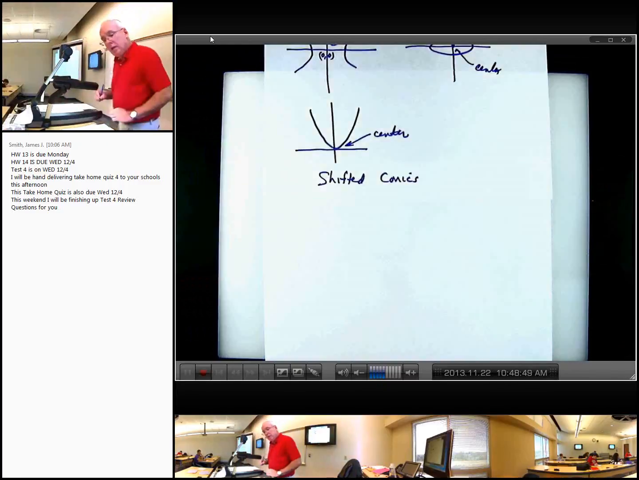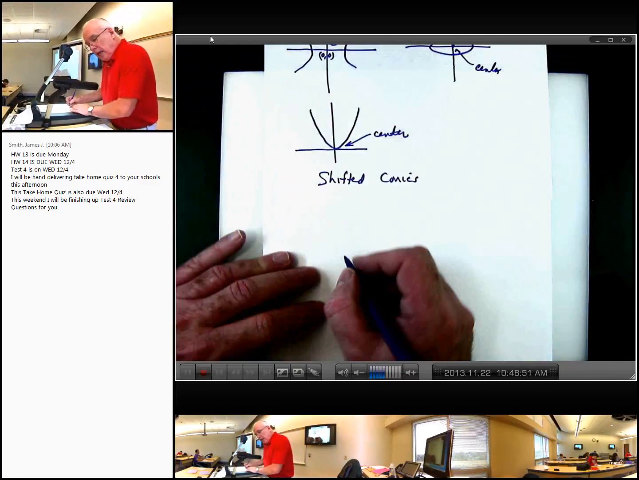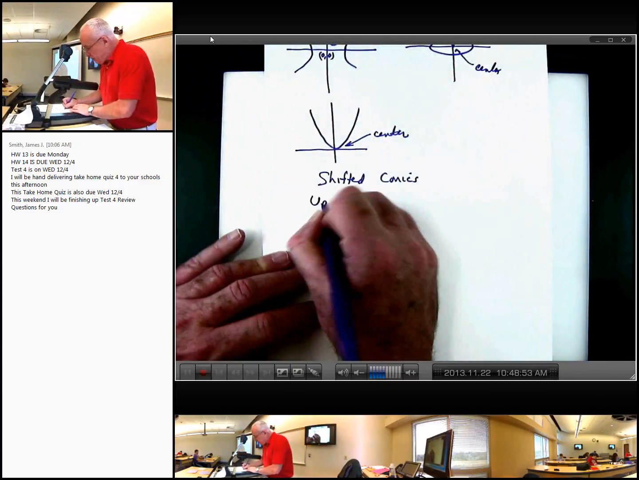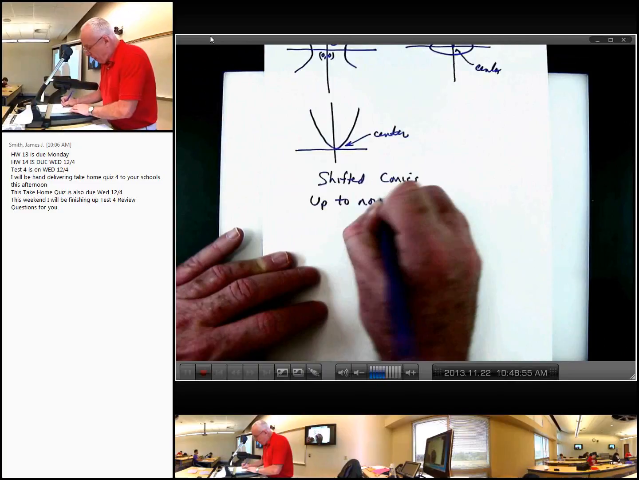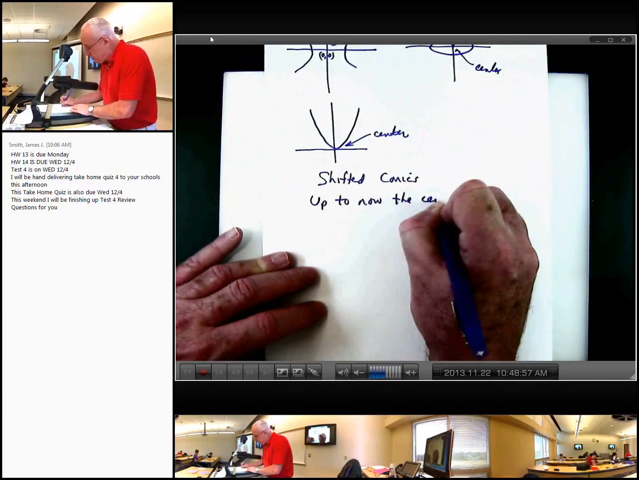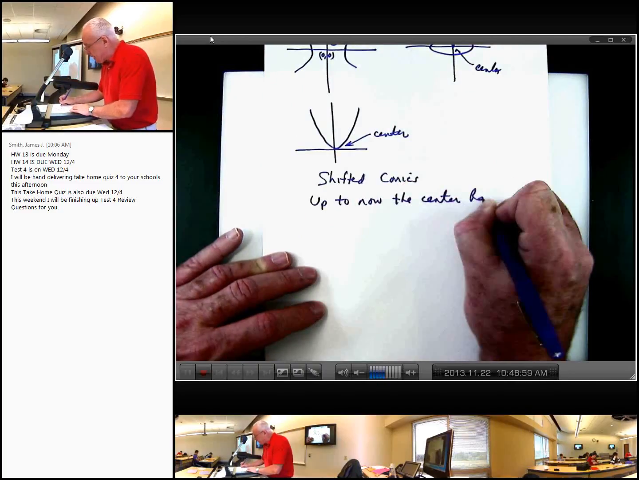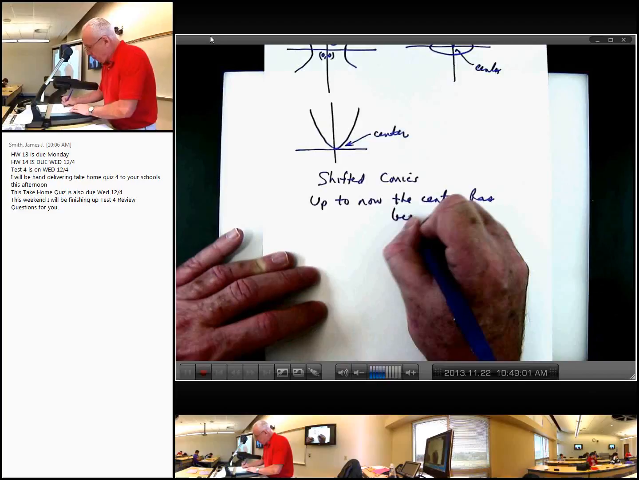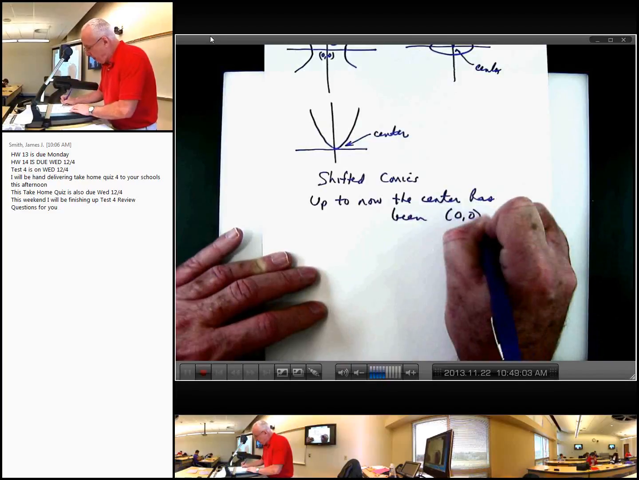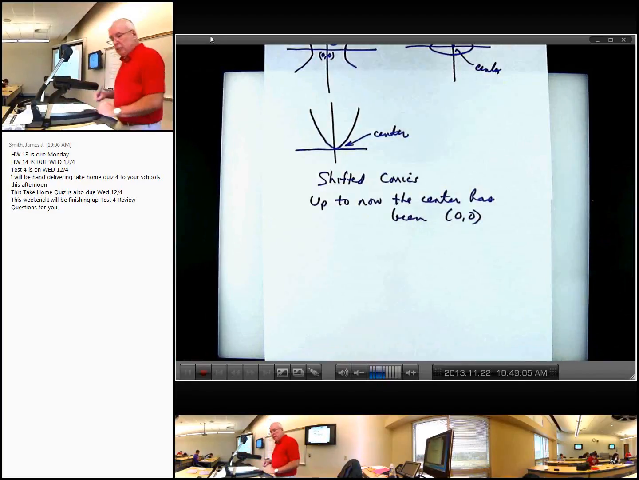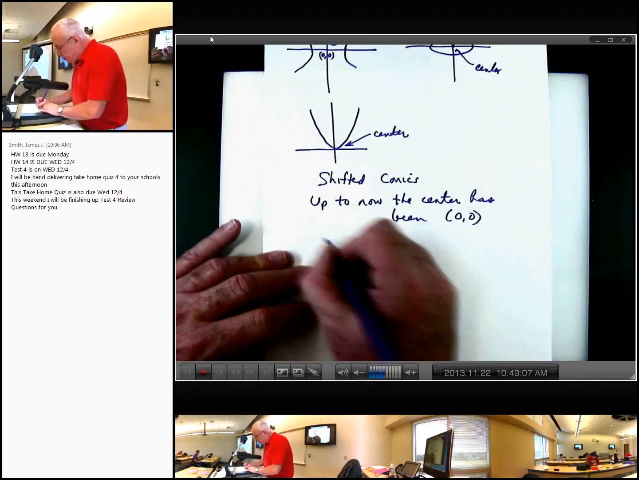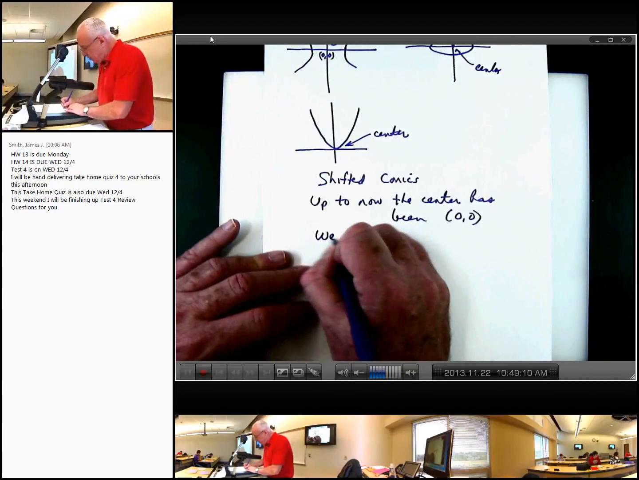All right. So, up to now, the center has been 0, 0. And that's because it made the algebra easy. All right. Now it's going to be any number h comma k.